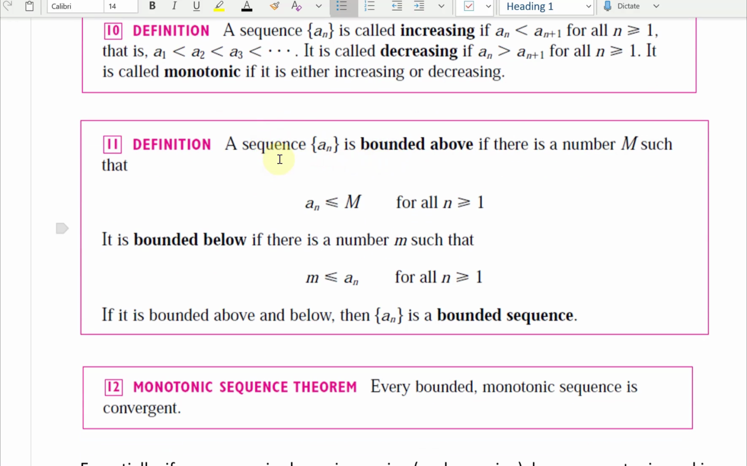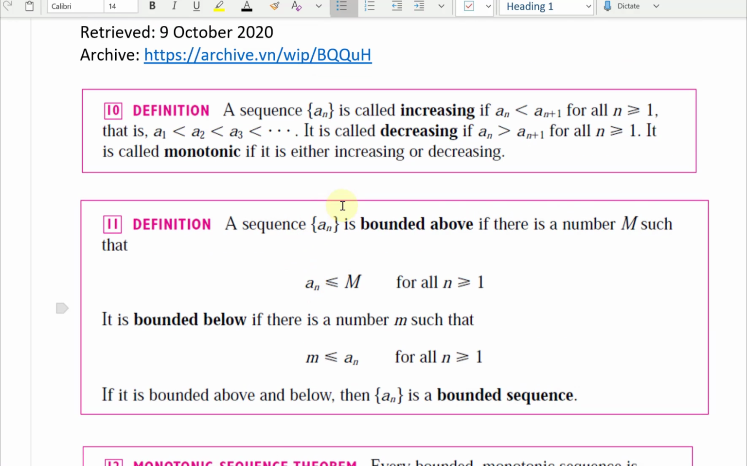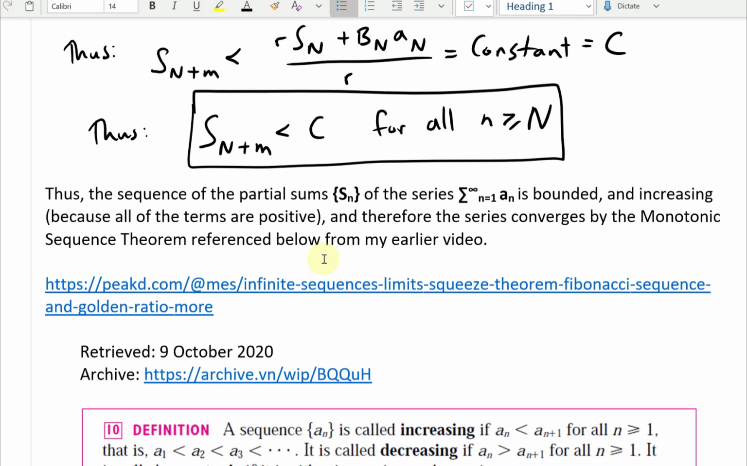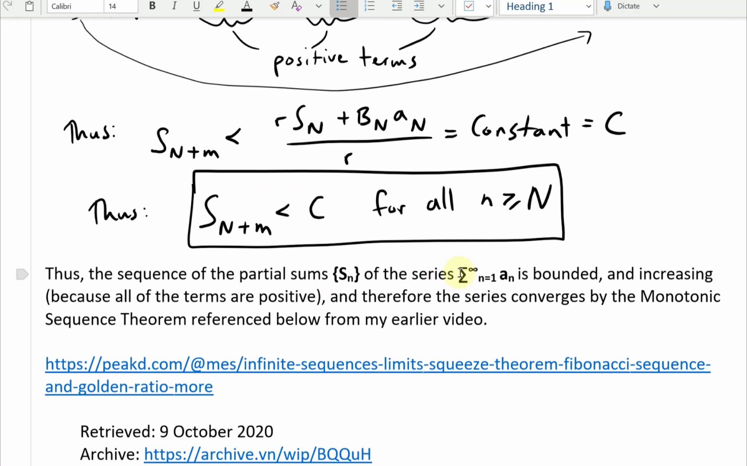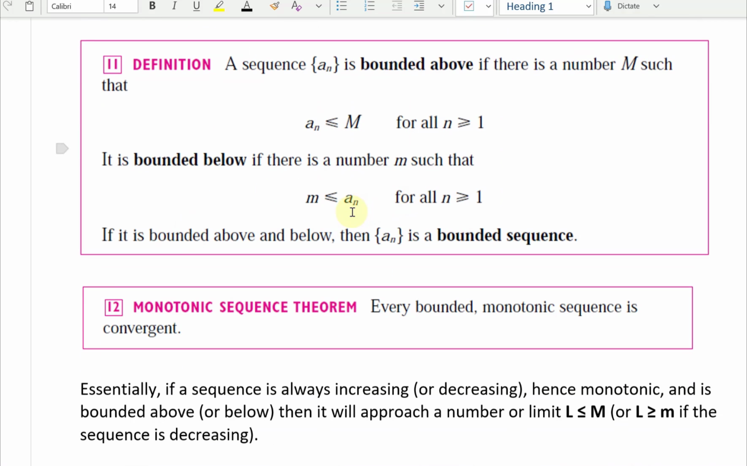Also recall that a sequence an is bounded above if there is a number capital M such that the sequence is less than M. Note that in this definition, the sequence an is written the same as the terms of the series, but here we're looking at the sequence of the partial sums. So again, that's just terminology. It is bounded below if an is greater than lowercase m for all n greater than or equal to 1. And if it is bounded above and below, then the sequence an is a bounded sequence.